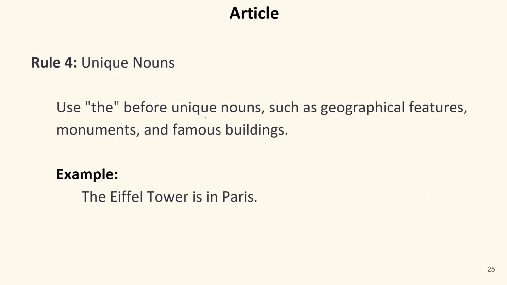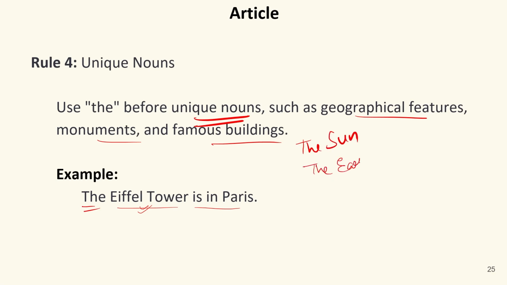Use the before unique nouns. Some nouns are unique. We should always use the before them, such as geographical features, monuments, and famous buildings. The Eiffel Tower is in Paris, so the Eiffel Tower is the name of a monument. So we use the. We also use the before the names of the planets, the Earth, the Mars, the Jupiter, anything that is specific or unique, the moon.